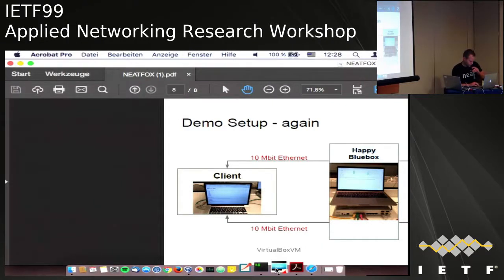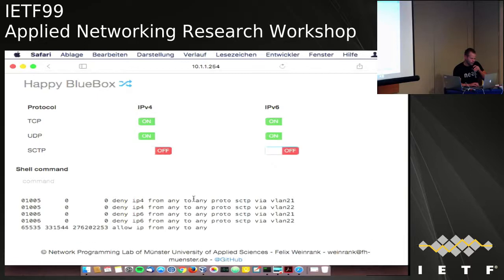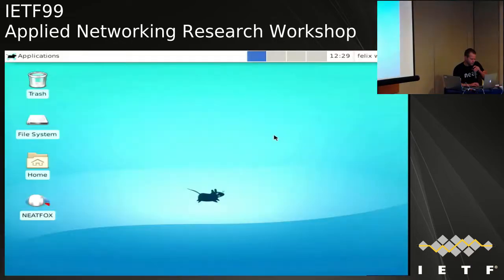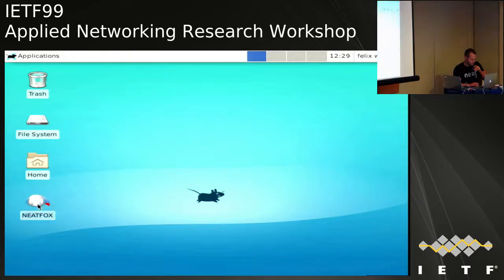I hope this is gonna work with this resolution. So this is the Happy Blue Box web interface. And currently, we allow TCP, UDP, and SCTP on all paths. And we will now block SCTP and switch to the VirtualBox machine, where we have NeatFox running.